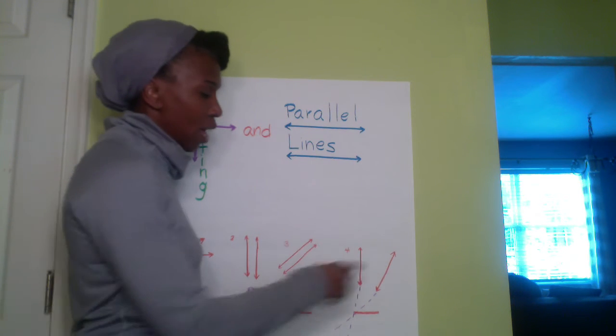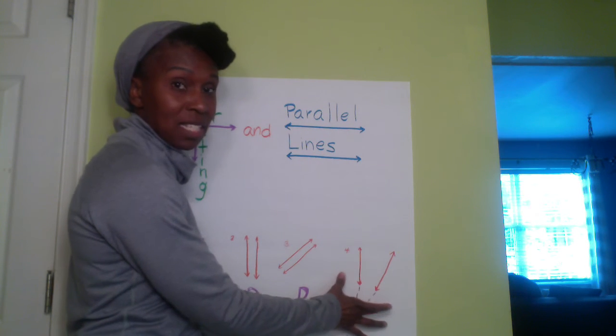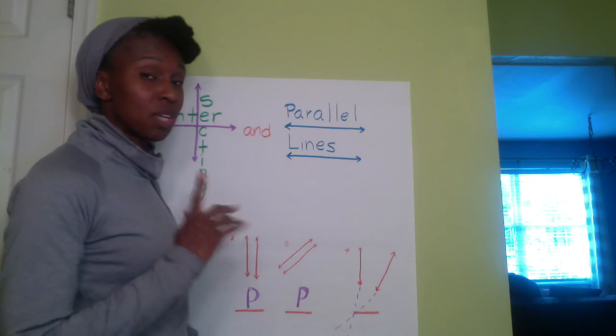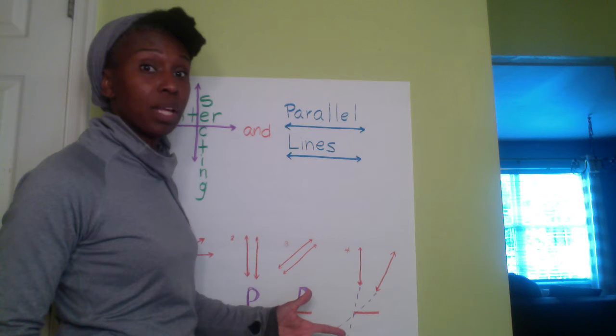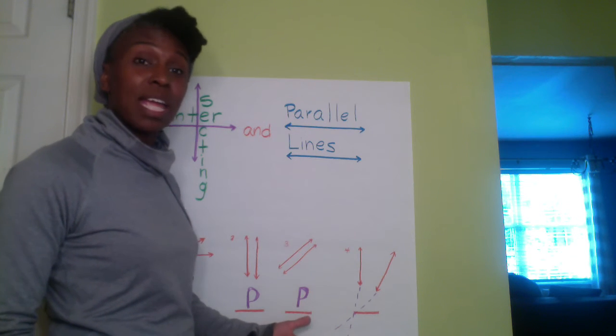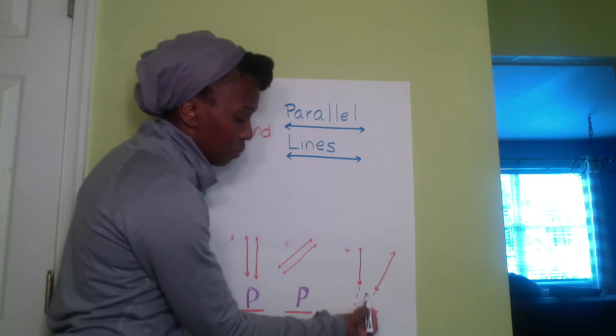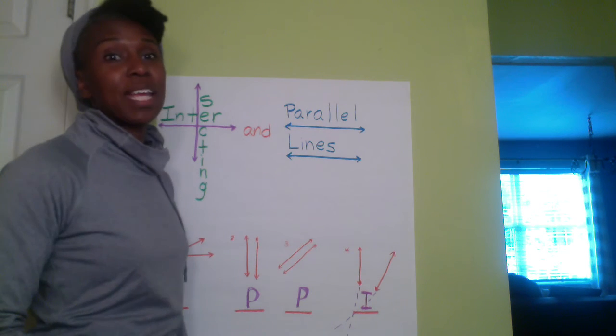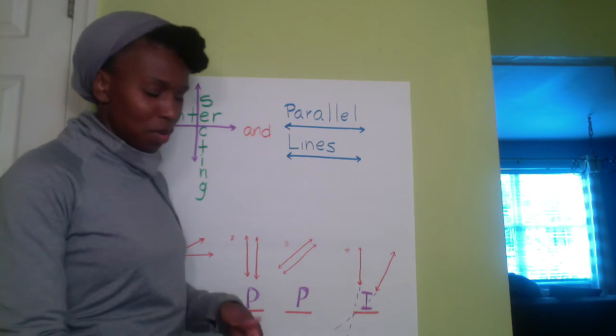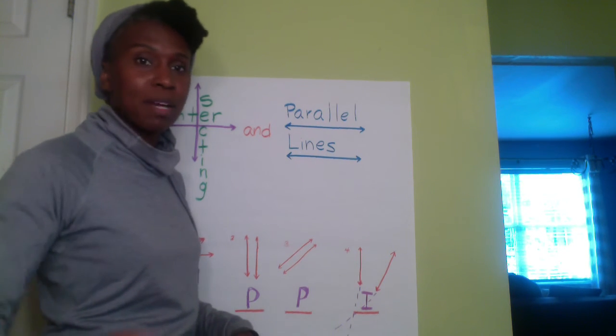So even though at this very moment in the illustration these two lines are not touching, if you're paying attention to the direction of the line and where they're going, you would have to say they are intersecting lines. So I'm going to put, I'll make it nice and dark, I for intersecting.